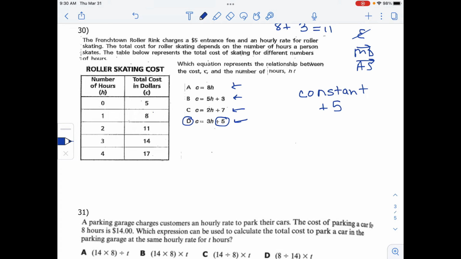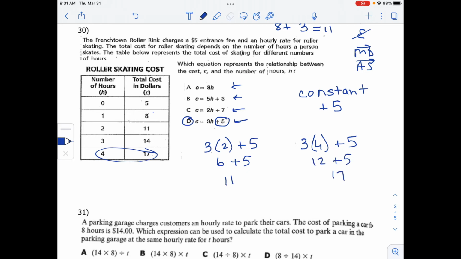Now let's confirm that choice D is correct. If I substitute, let's say, one of our points in, 2 hours. So 3 times 2 hours plus my $5, that's 6 plus 5, which is a total cost of $11. And that's true. 2 hours does cost $11. If I try the last one, let's double check. If I substitute 4 hours, so $3 times 4 hours plus the flat fee of $5, 3 times 4 is 12, and 12 plus 5 is 17. And that's true. 4 hours of roller skating does cost $17. So it's choice D.